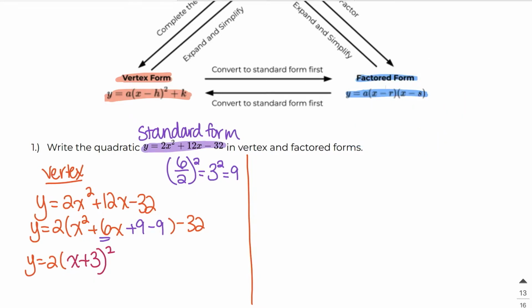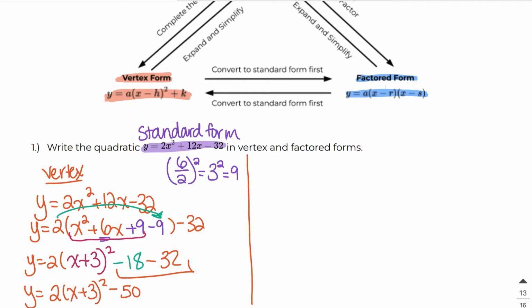Okay, but if you remember, it's only this that's the perfect square trinomial. So we have to get this minus 9 out of here. But don't forget, it's two sets of this minus 9. So 2 times negative 9 is negative 18. And then I'm just going to copy down the minus 32 that we have right here. Put these two terms together, we get negative 50. So our answer here is y equals 2 times x plus 3 squared minus 50. So this is what this is in vertex form.